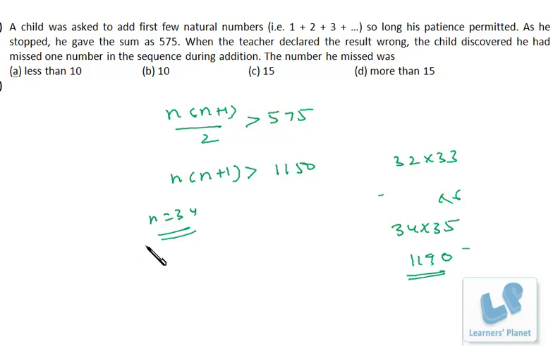Okay. That means he is trying to find out the sum of first 34 natural numbers. Now what is the sum of first 34 natural numbers? That is 34 into 35 by 2.